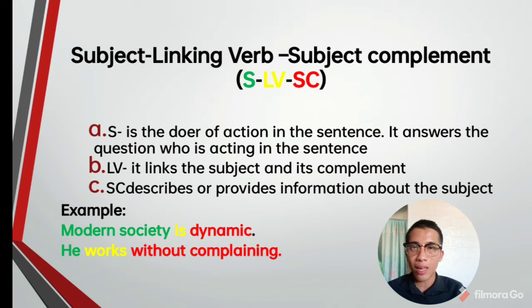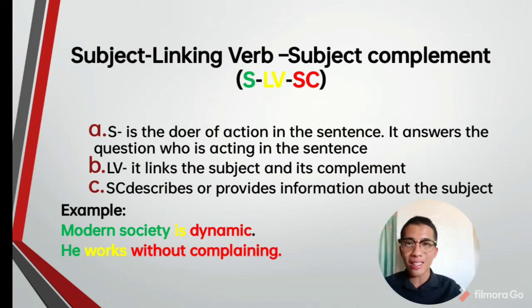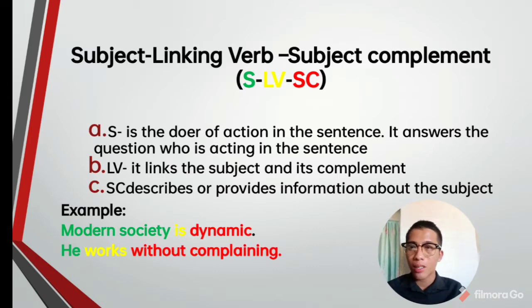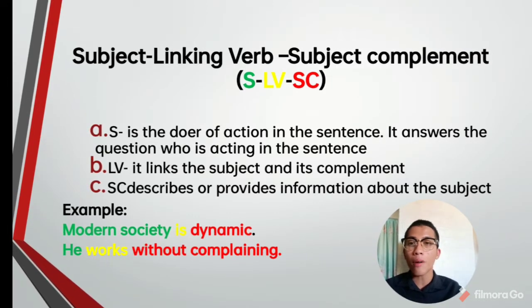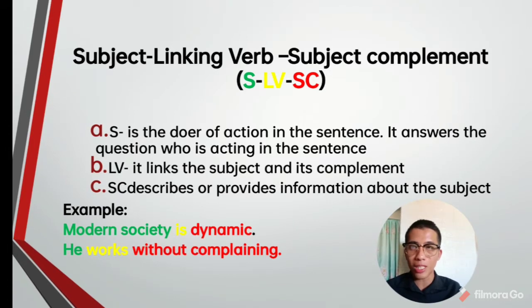So the first sentence pattern that we are going to elaborate is the SLVSC, or the subject, linking verb, and subject complement. The subject is the doer of an action in the sentence. It answers the question who is acting in the sentence. Linking verb, it links the subject and its complement. And the subject complement, it describes or provides information about the subject.